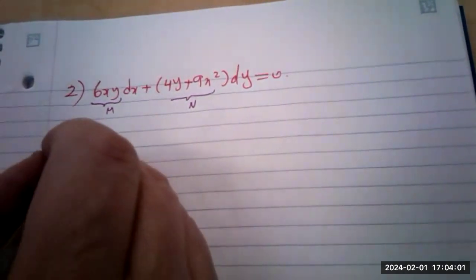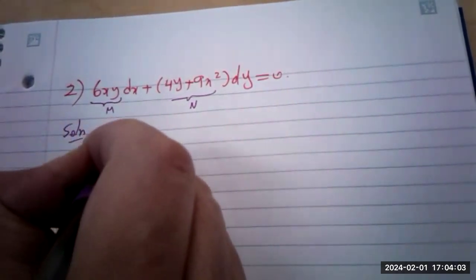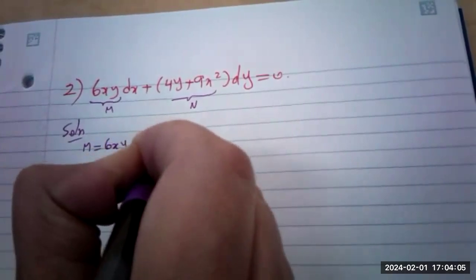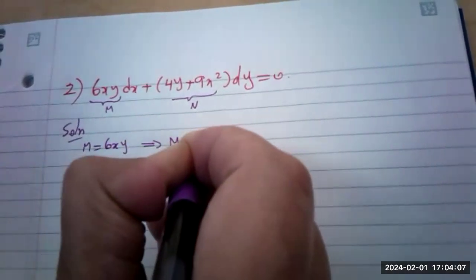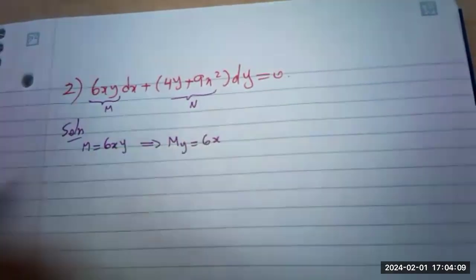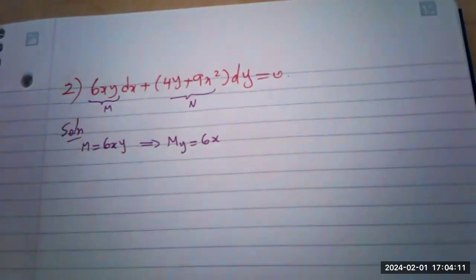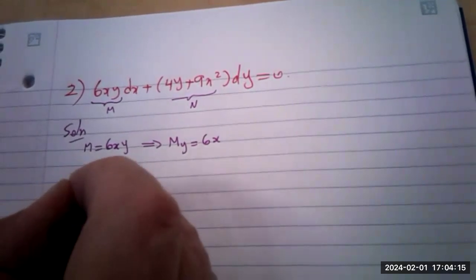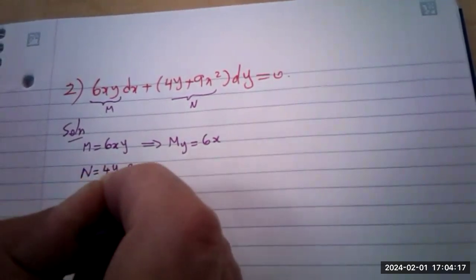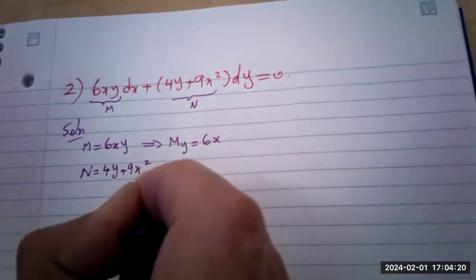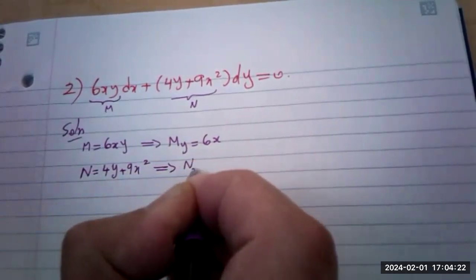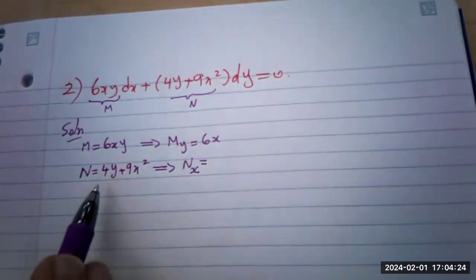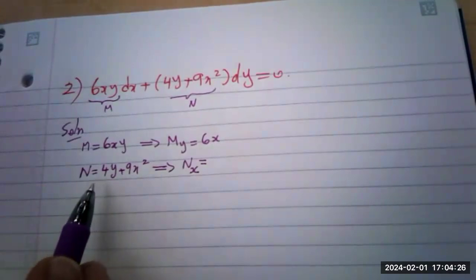Okay, so M is equal to 6xy. Find the derivative with respect to y, so that gives you 6x. Then you take your N, which is 4y plus 9x squared. Find the derivative with respect to x.